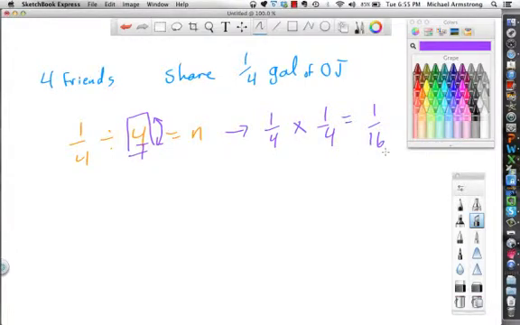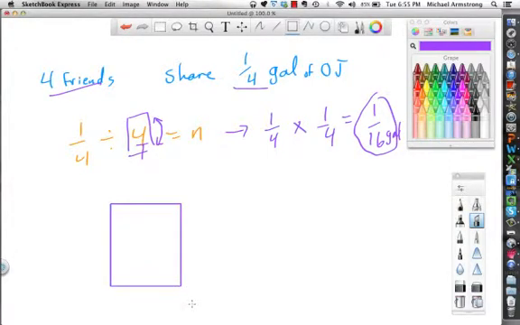That might sound like not very much. So what we're saying is when 4 friends share 1/4 of a gallon, each friend gets 1/16 of a gallon. And that kind of makes sense. They like us to see a chart again or a model. So we have this is a gallon.